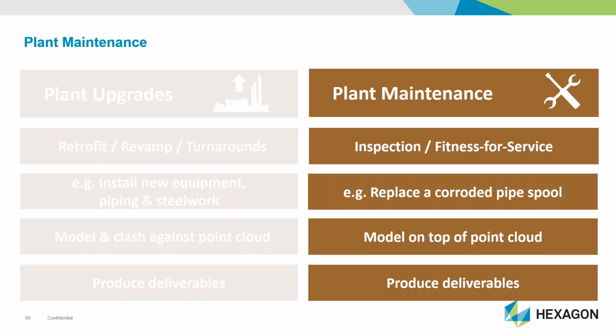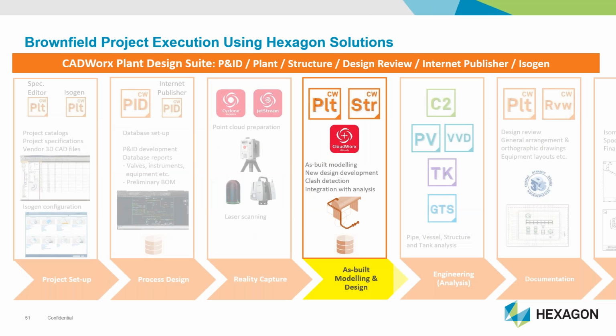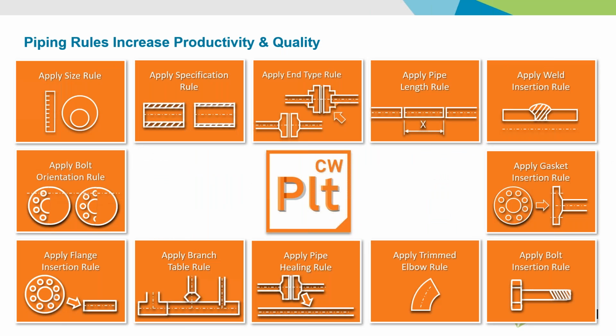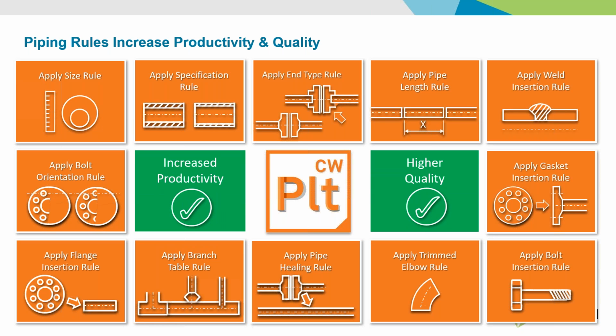So first, let's take a look at using CloudWorks and CADWorx for plant maintenance projects. So we're now at this point in the project execution workflow. But first, one of the key features of CADWorx Plant Professional is that it includes several piping rules that help speed up design by helping you to work faster and smarter. These rules help to prevent errors and ensure higher quality designs are produced more easily and with less effort. You'll see examples in the movies that follow.